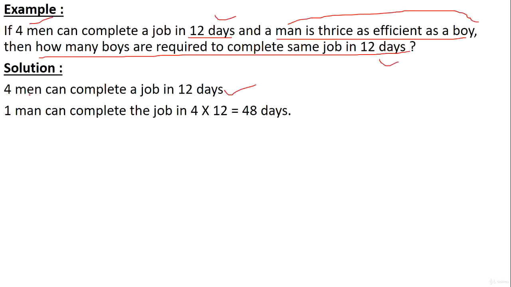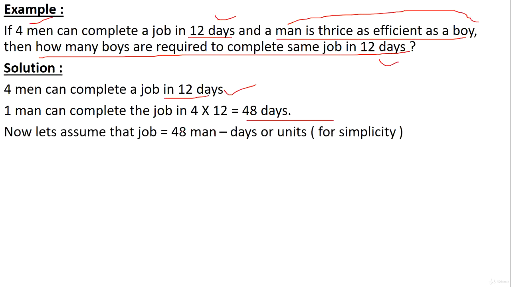Here, 4 men can complete a job in 12 days means 1 man can complete the job in how much? 4 into 12. So if only one person was to complete the same job, it will naturally take a greater amount of time. How much time? That is 48 days. So 1 man can complete the job in 48 days. So also now from this we can say, for simplicity's sake, that the total job is equal to 48 man days or units. We can call it just units for simplicity. So total job is equal to 48 man days.